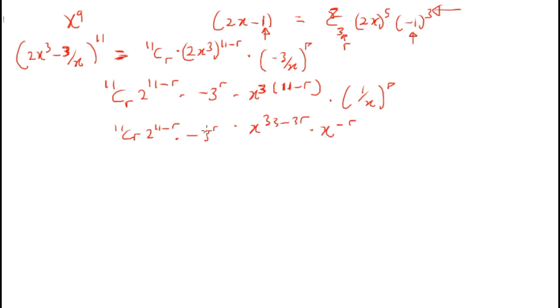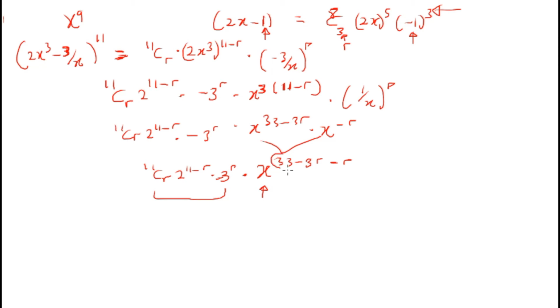According to the law of indices, I just need to add the powers of x here, so that I'll have x raised to power 33 minus 3r plus minus r. Plus minus is minus. So I'll have 11 combination r, 2 raised to power 11 minus r, times minus 3r. This is the coefficient, and this is x itself raised to power all of this.